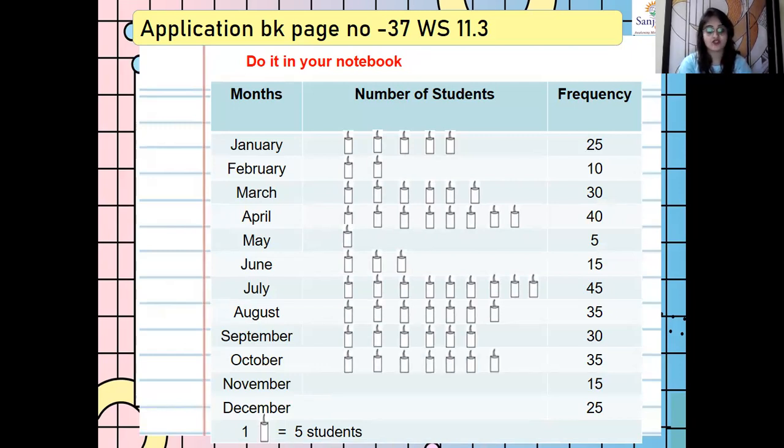35, 7 candles for October. November is 15, so you will draw 3 candles. And the last one, December, it has 25. So 25 divided by 5, you will draw 5 candles. Okay, so in this way, you will be drawing the pictograph using the data given in your application book. The way I have drawn, the same way you will draw the table and draw the candles given there. And also whenever you draw a pictograph, the key you should mention there down at the end.